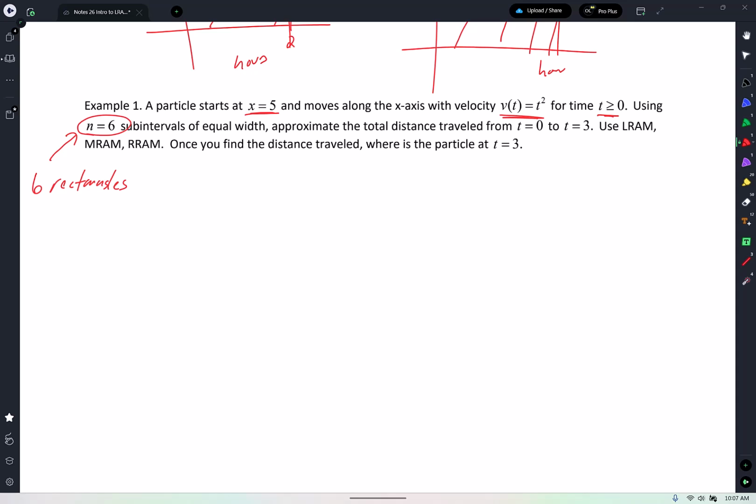Of equal width, approximate the total distance traveled from t equals 0 to t equals 3 using LRAM, MRAM, RRAM. Once you find the total distance traveled, where is the particle at t equals 3? It's asking for a lot. Let's just find the distance traveled right now.